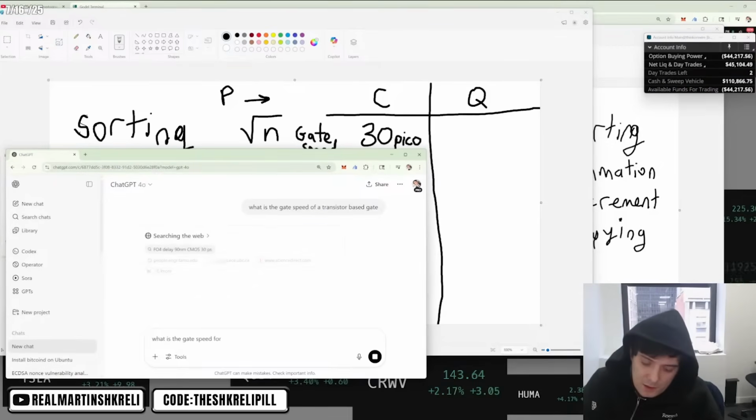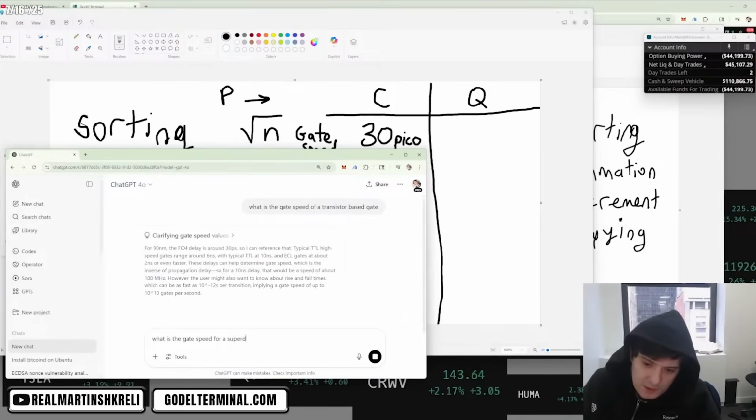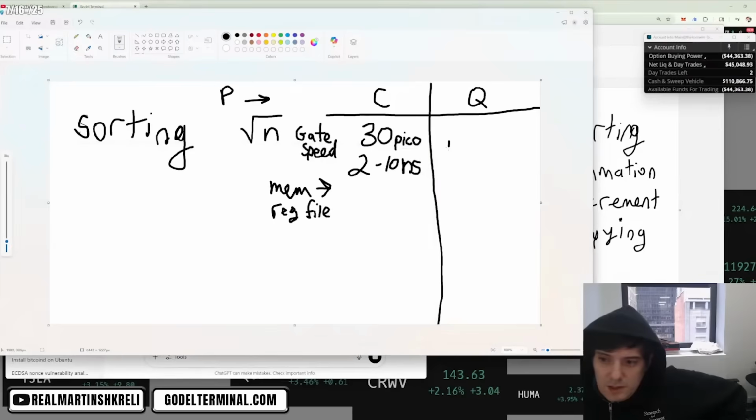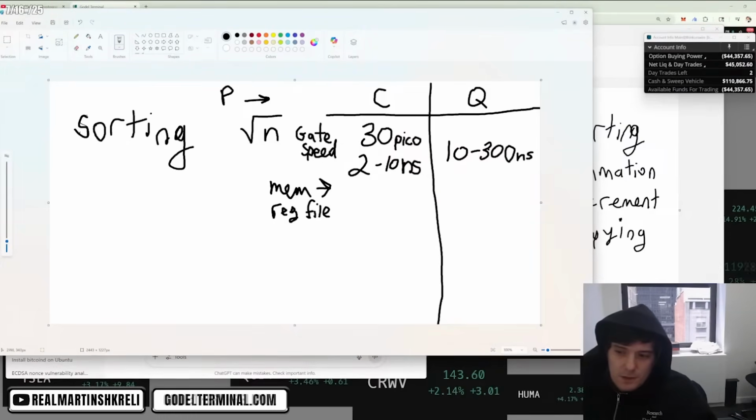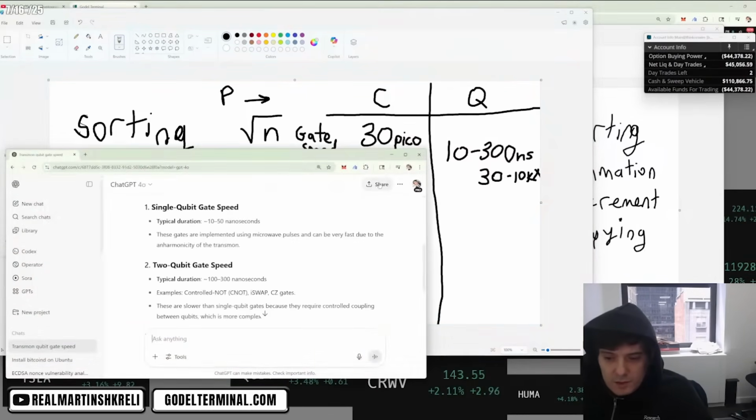Let me ask it. Let's try a gate speed for a superconducting transmon qubit quantum computer. Okay, somewhere between 10 to 300 nanoseconds. So it's certainly slower, anywhere between 30 to 10,000x slower than transistor.